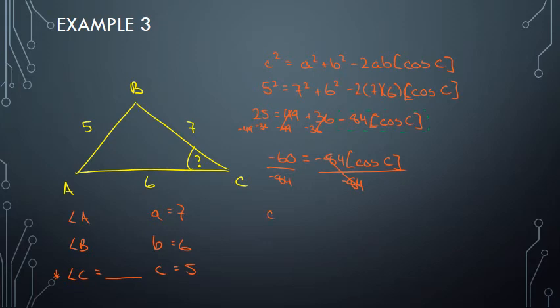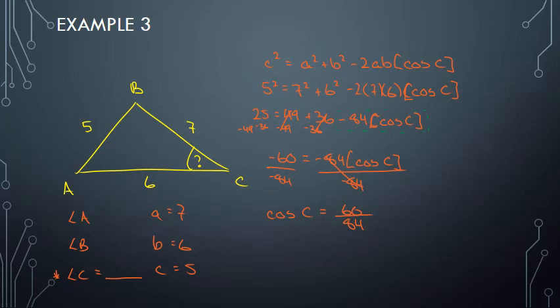I always like having, because it's the math convention, my unknown on the left side, so I'm just flipping it. Instead of 60 over 84 equals cos C, I'm going to write cos C equals 60 over 84. And notice I'm dropping the negatives because two negatives make a positive. You can include those two negatives or exclude them like I am.